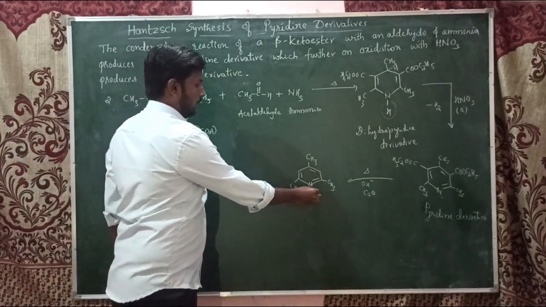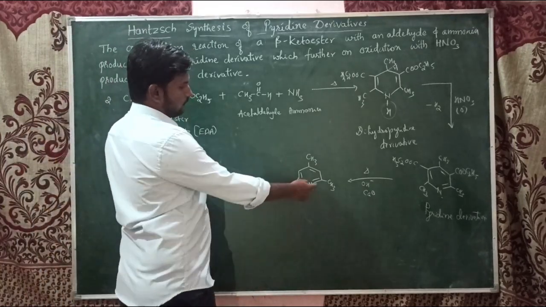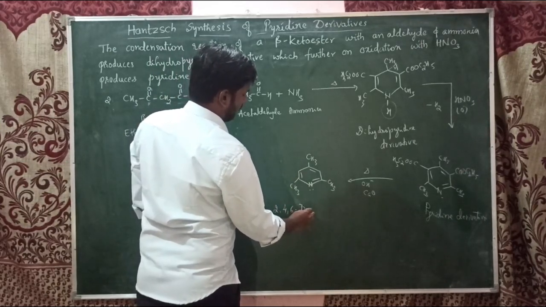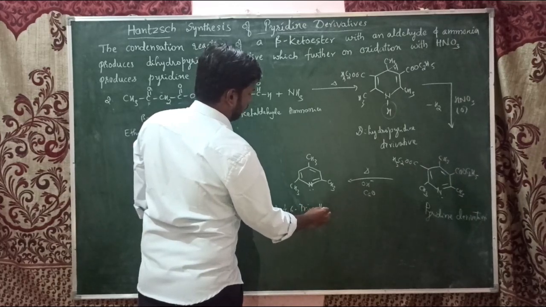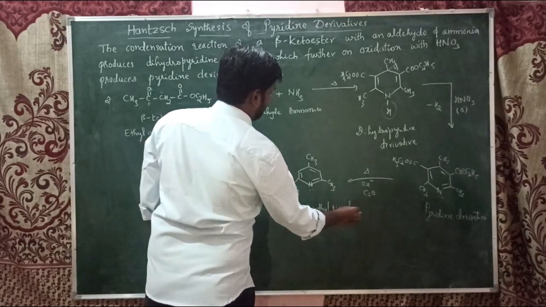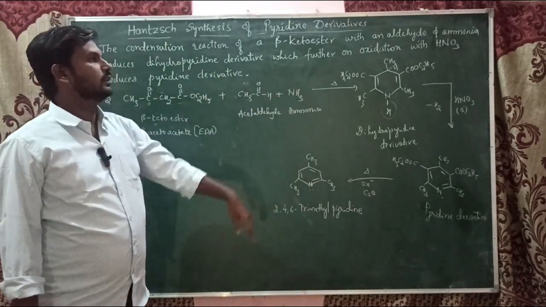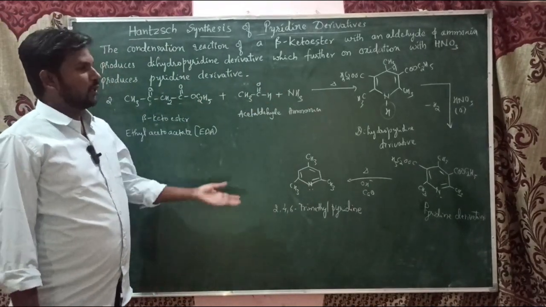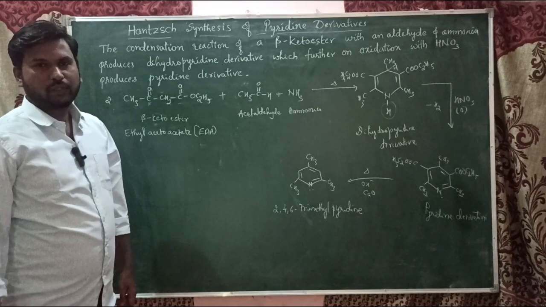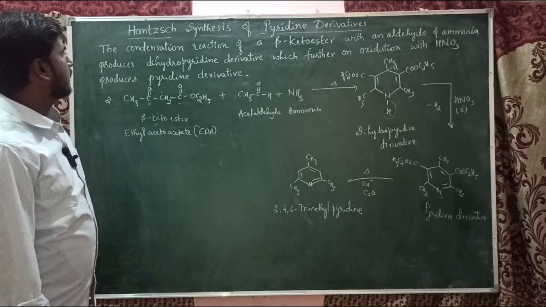This we can get from the Hantzsch synthesis. If you name this one, at second position, 4th position, and 6th position we have a methyl group. So it is 2,4,6-trimethylpyridine. So this much we can get from the Hantzsch synthesis. There is no direct formation of pyridine. It will first form a dihydropyridine, and on oxidation it will form a pyridine derivative. It is one of the very important methods in our syllabus for 4 marks or 5 marks. So it's very simple.